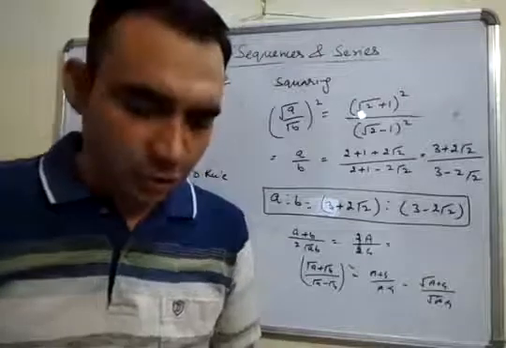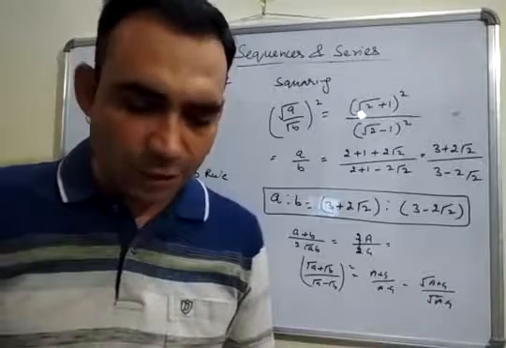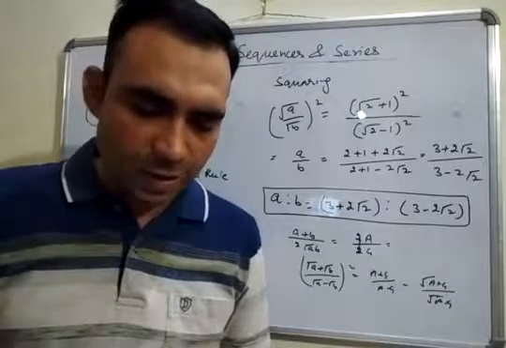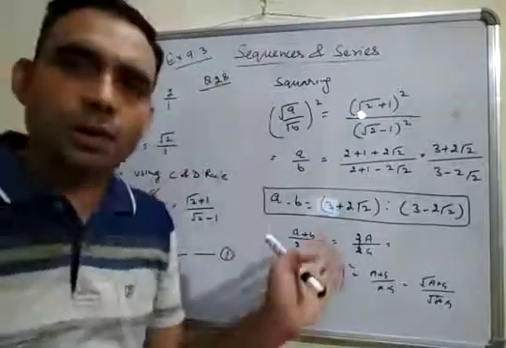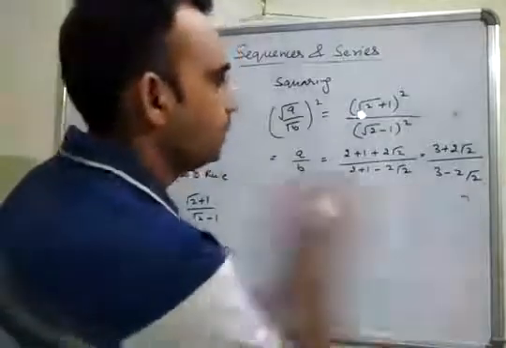Now let us take question number 29. If A and G are the AM and GM respectively between two positive numbers, prove that the numbers are A plus minus root A plus G into A minus G. We can solve by this method or by solving the linear equations.